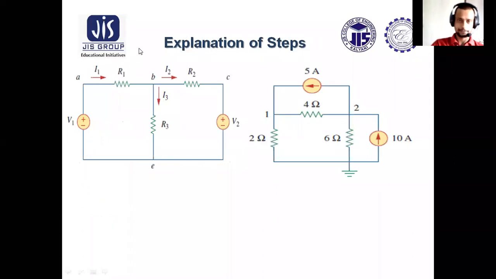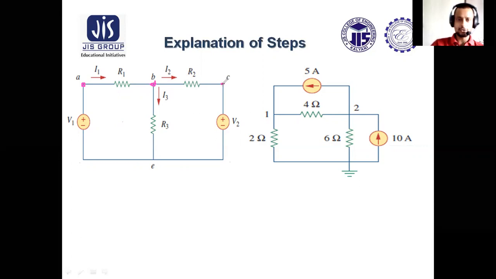See here, a node means a junction at which or from which two or more branches are entering or leaving. So at node A, there are two branches getting connected, so this could be considered as a node. Similarly, at B, there are three branches entering or leaving, whatever it is.